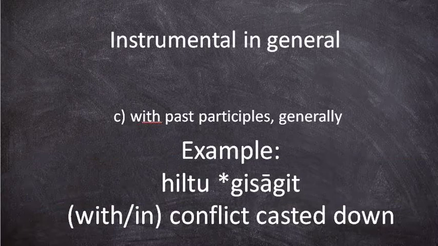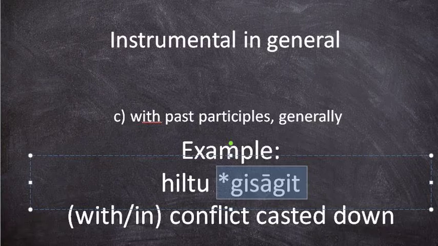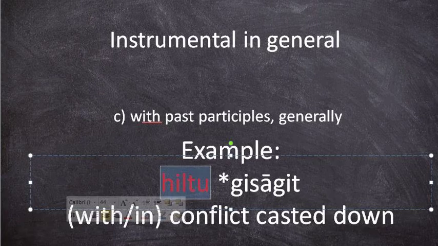Here is our second example, Hiltum gesagit. Bear in mind, many of these sentences I'm translating straight from Old English, cognate per cognate, even creating cognates, so you can have a direct accordance when you look at the Old English source that I'm translating from. Anyway, what we have here is Hiltu gesagit, so with or in conflict, cast down. So how is the casting down, or laying down, done? It's done in conflict, with conflict, or through conflict. All right, so this is our instrument. Well, this is our dative being utilized for the instrumental. Hope that makes sense. Let's move on.